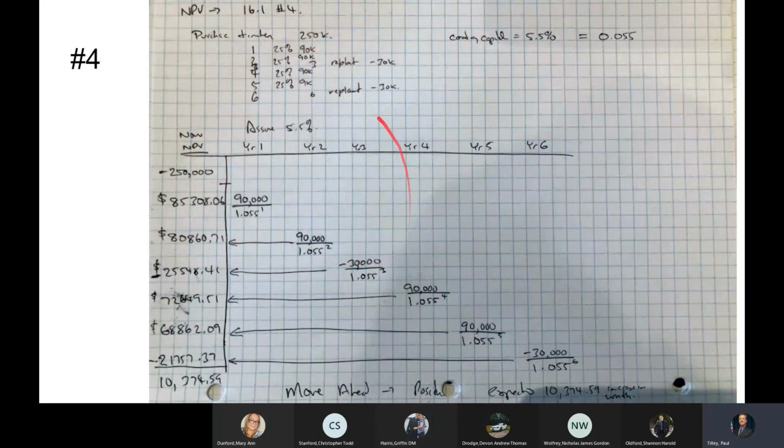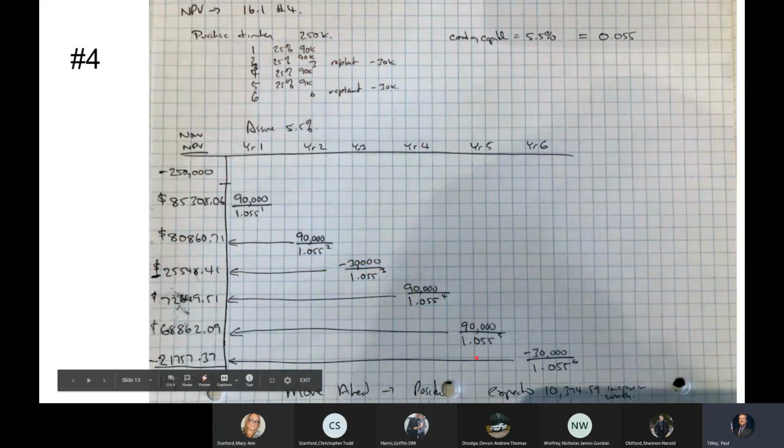In the third year, that was a replant year, so 30,000 had to be spent. So we take 30,000 divided by 1.055 to the power of 3, since 3 years. That's a negative 25,548.41. In the fourth year, there was another 90,000 come in, so we take the 90,000 over 1.055 to the 4, and that's equivalent to 72,649.51.